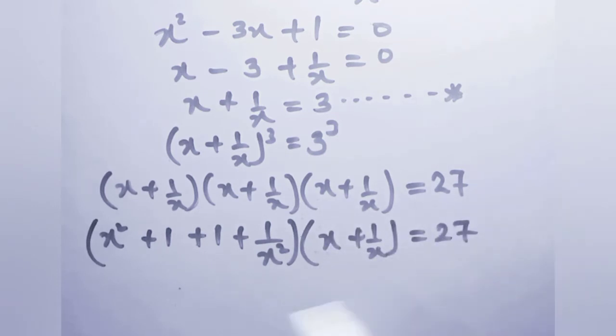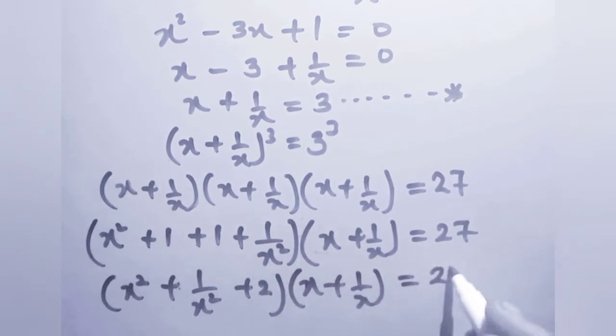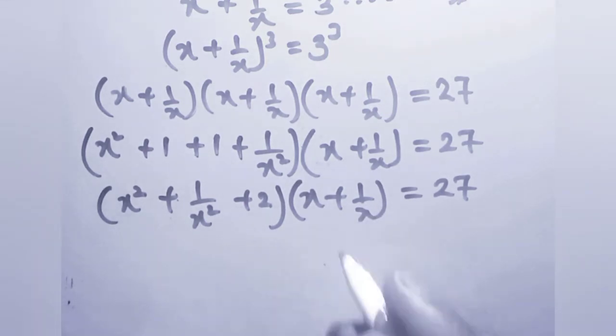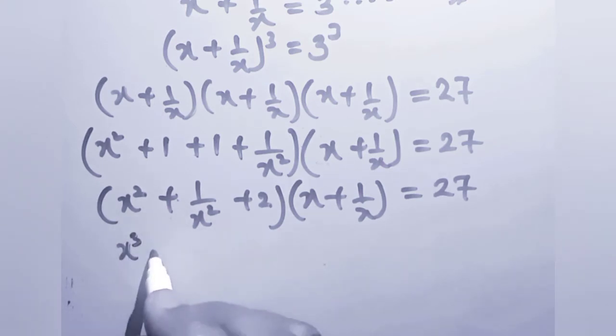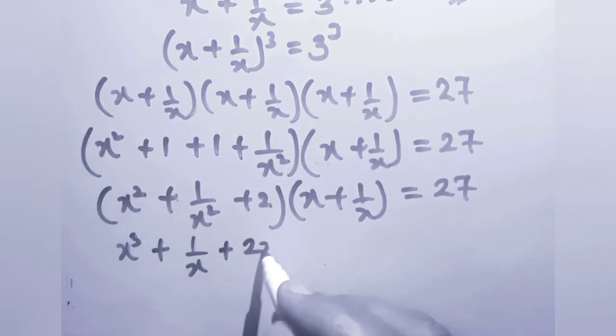Everything equals to 27. Now, by the time we bring this and this closer to each other, we are going to have x squared plus 1 over x squared plus 2. You close the bracket and then open the bracket for x plus 1 over x, close the bracket, equals to 27. Now, let's complete the expansion by using the expression here to open this expression inside this bracket. X multiplied by x squared will give me x raised to power 3. X multiply with 1 over x squared will give me 1 over x. X multiply with 2 will give me 2x.